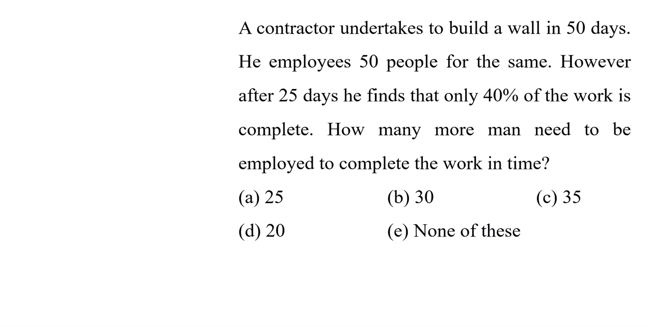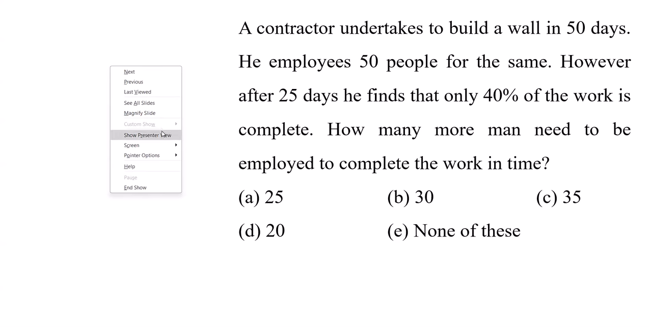A contractor undertakes to build a wall in 50 days. He employs 50 people for the same. However, after 25 days, he finds that only 40% of the work is completed. You observe 50 days, 25 days means half of the time is completed, but only 40% of the work is complete. Now, to complete the work in time, you will use extra members. That's the logic.